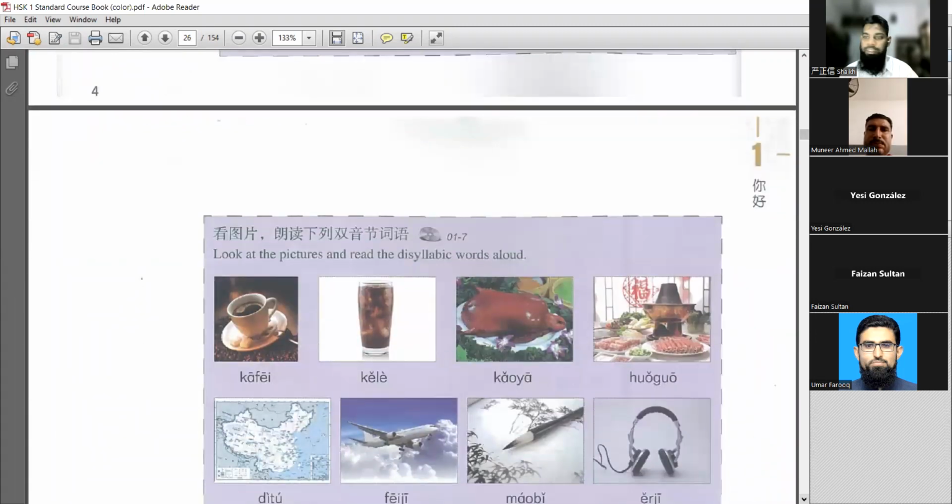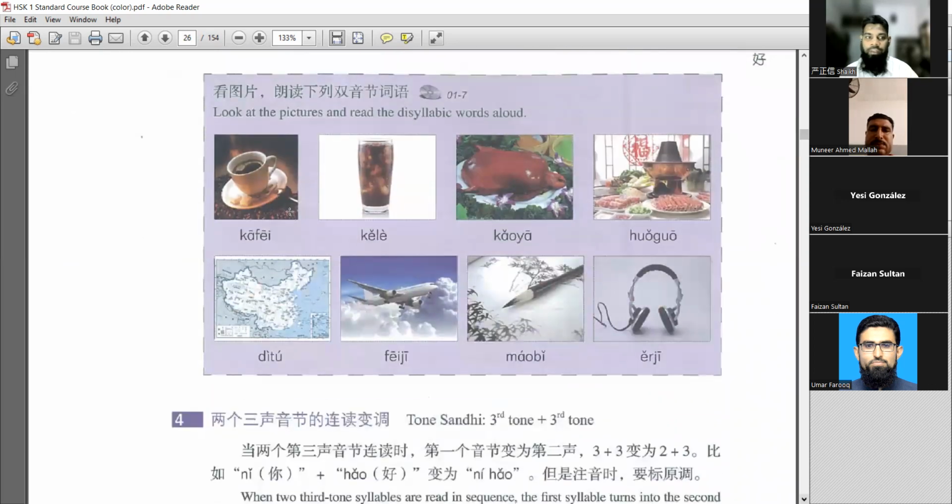So these were some of the monosyllabic words, and now in this picture we have disyllabic words. So these are some of the disyllabic words. Look at the pictures and read the disyllabic words. Here you can see the syllables which are two in number.